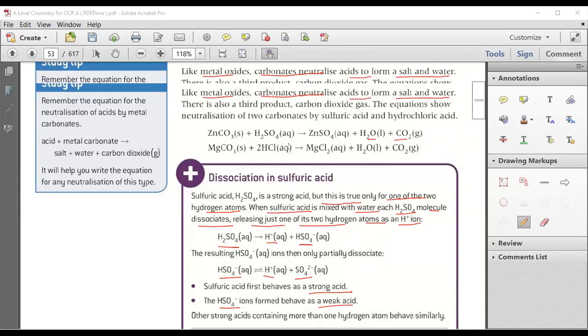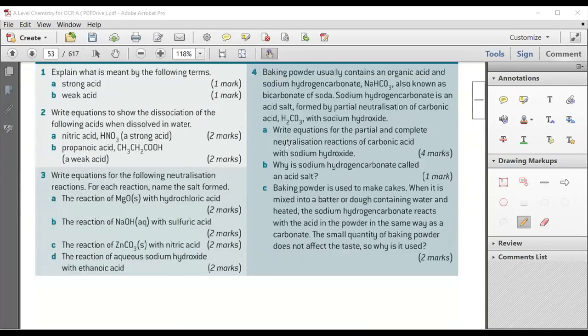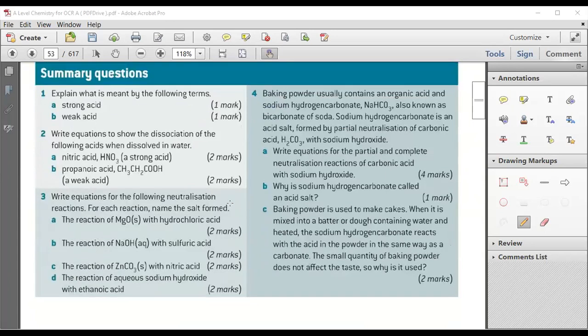So this is all your chapter. Shall we discuss these questions or will you do them on your own? I'll give it a try by myself. Okay, fine, you can try it yourself, and these questions are not that difficult. Explain what you mean by the terms strong and weak acid, which we have already discussed. Write the equations to show dissociation of the following acids when dissolved in water: nitric acid and propanoic acid. This is easy.